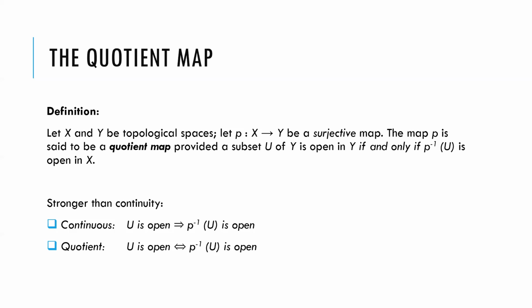So it is stronger than continuity because it has two more conditions. One of them is that it is a surjective map, and the other is the if and only if. For a continuous map, it's only if: if U is open, then its inverse image is open. For a quotient map, it's if and only if. It goes both ways. These are the differences between a continuous map and a quotient map.